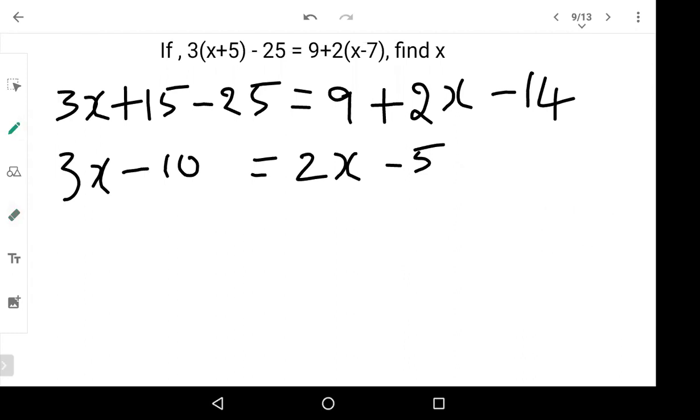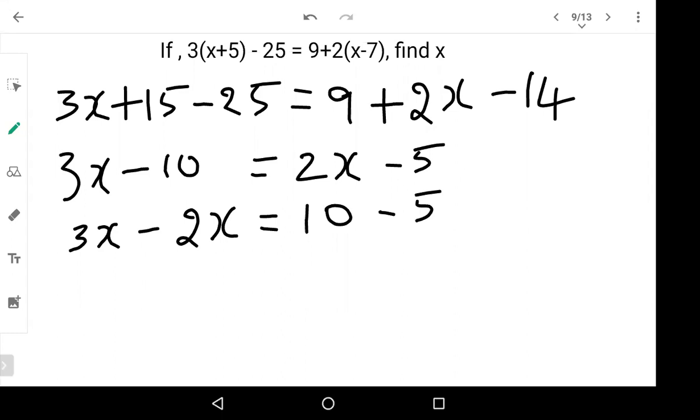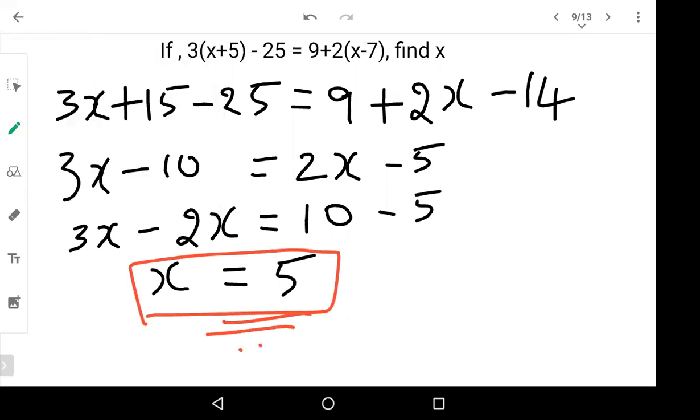Next step, I can take 2x to the other side here. So 3x, I'm getting 2x now, minus 2x is equal to, if you take 10 to the other side, it will become 10 minus 5. So 3x minus 2x is equal to 1x. I can also write it as x. And then 10 minus 5 is nothing but 5. So x is equal to 5 is the final answer.